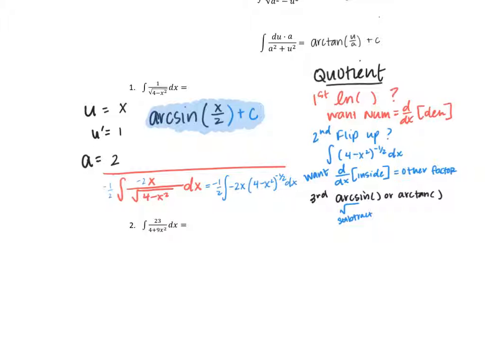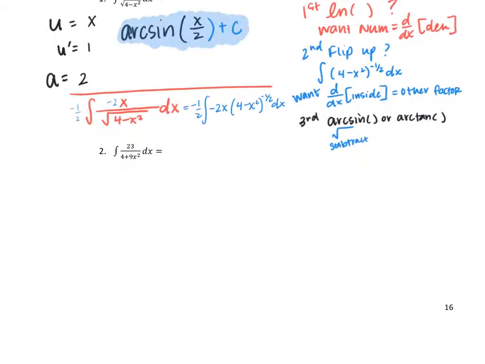First, if it's a natural log, the numerator has to be the derivative of the denominator, or some constant multiple away from it. The flip up, you want the inside function's derivative to be your other factor or some constant multiple away from it. If neither of those work, then look for arcsine or arctangent.